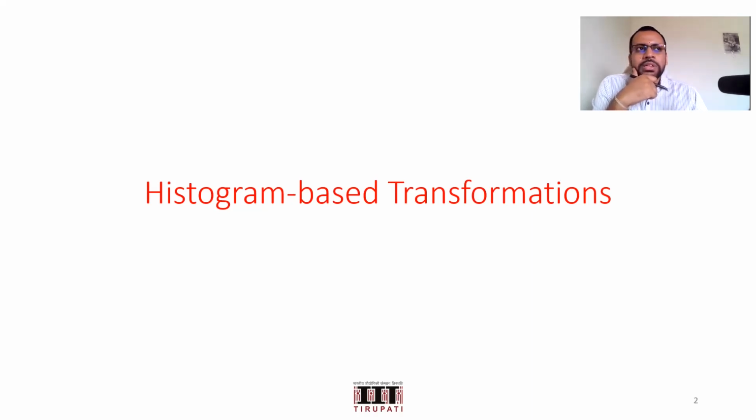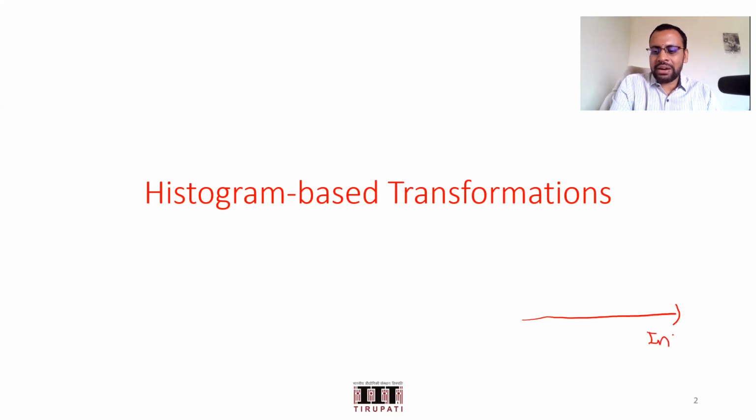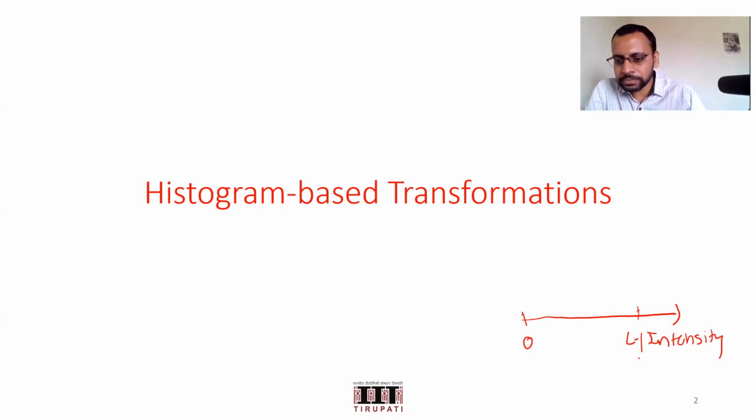Yeah, correct. Let me slightly modify that. It gives the count of the number of pixels that are having a particular intensity value. I guess that is what you wanted to convey, correct? Yes, sir. Right. So on my x-axis, I have intensities, and these values could be, for example, 0 to L minus 1.